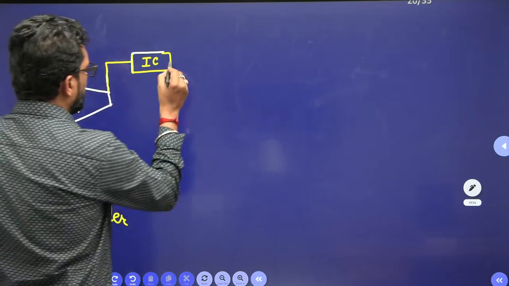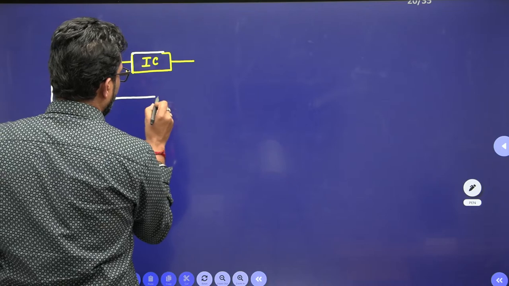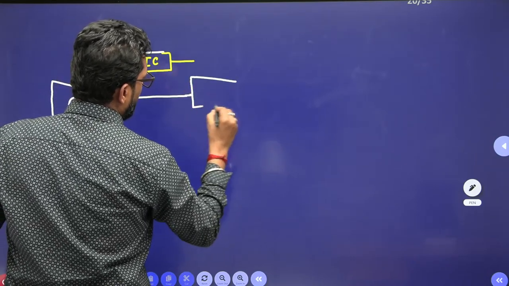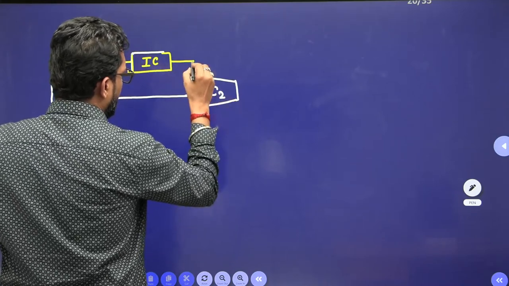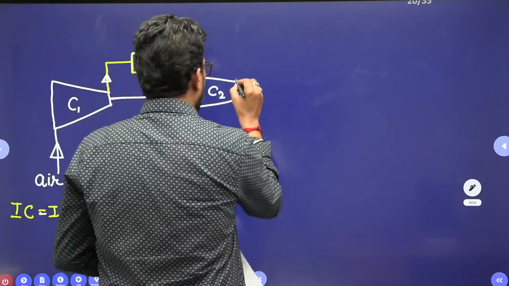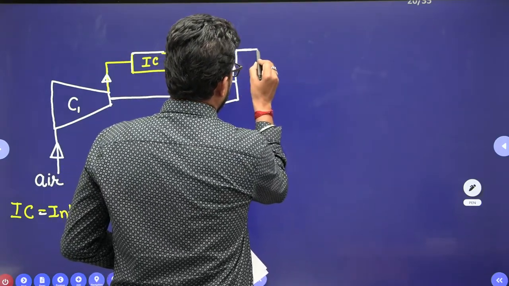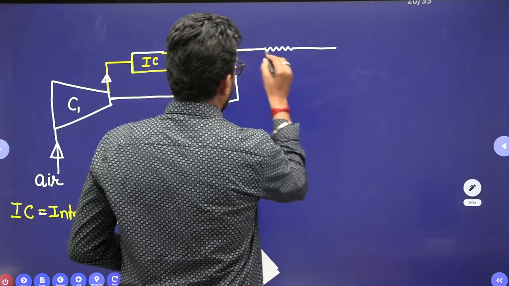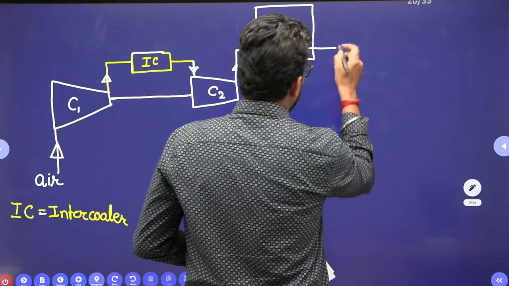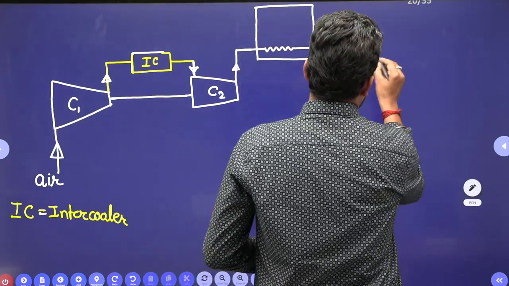Right. Now it will exit to another compressor, C2, and it will enter the compressor and again be compressed. Then it goes to the heat exchanger, this is your heat exchanger. And if there is a heat exchanger, after it there must be a combustion chamber, CC. From that combustion chamber, it will enter into the turbine.